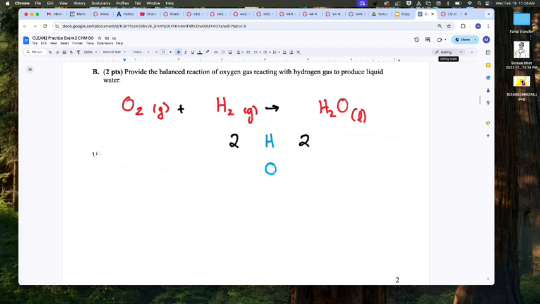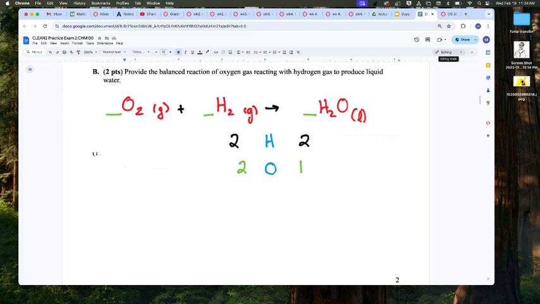We can then move to the oxygen. How many oxygens on the left? 2. On the right? 1, which means the oxygen is not balanced. When we're attempting to balance the equation, the only thing we can change, once we've written out our formulas, is the coefficient in front. Okay? That's the only thing I'm allowed to change.